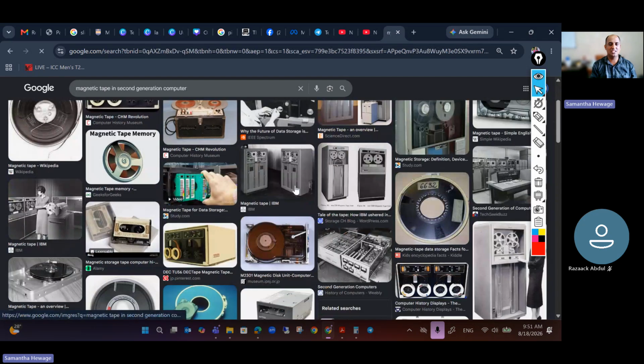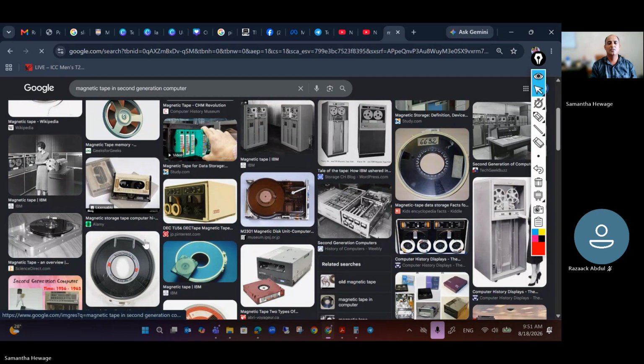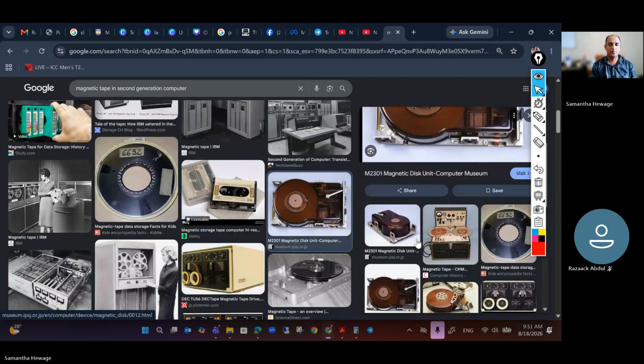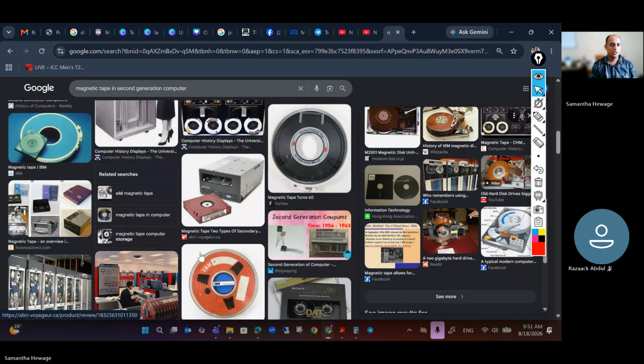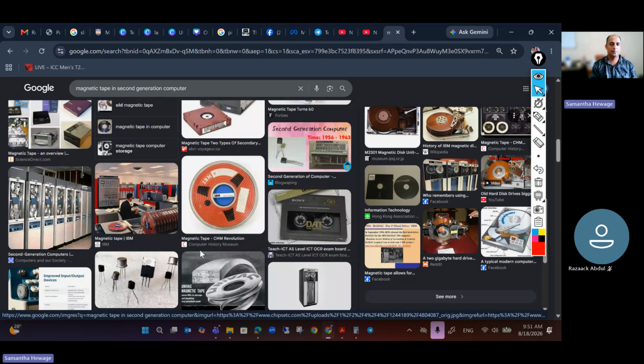You can see this was used by the second generation computers, mostly this thing, right? These are second generation computers. Tape drives.